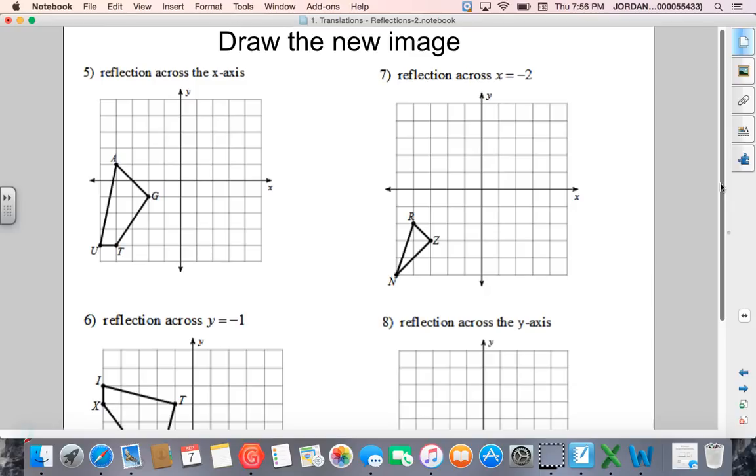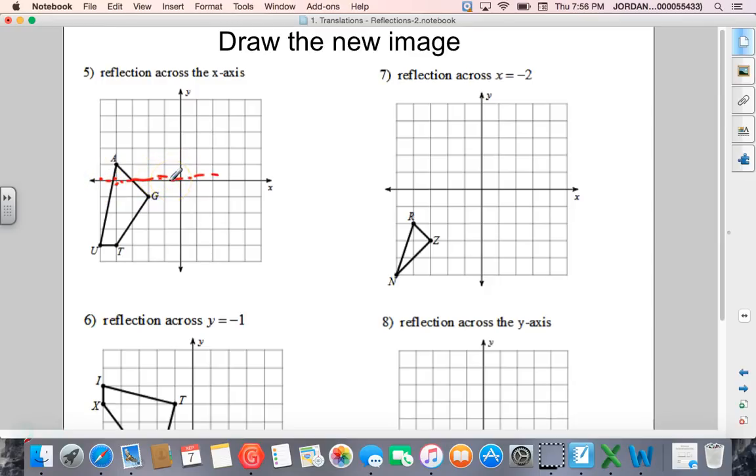Okay, so now we actually have to draw the new image. We're not going to write the rule. They give you the rule and give you one image, and we have to create the transformation ourselves. Okay, so they say reflect across the x-axis on this one. So what we want to do is identify where's the x-axis. Well, that's this right here. So let's go ahead and draw that.